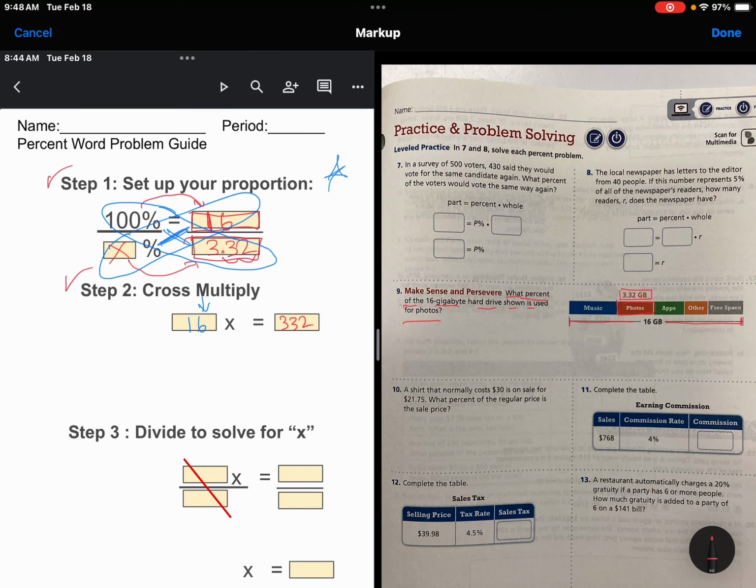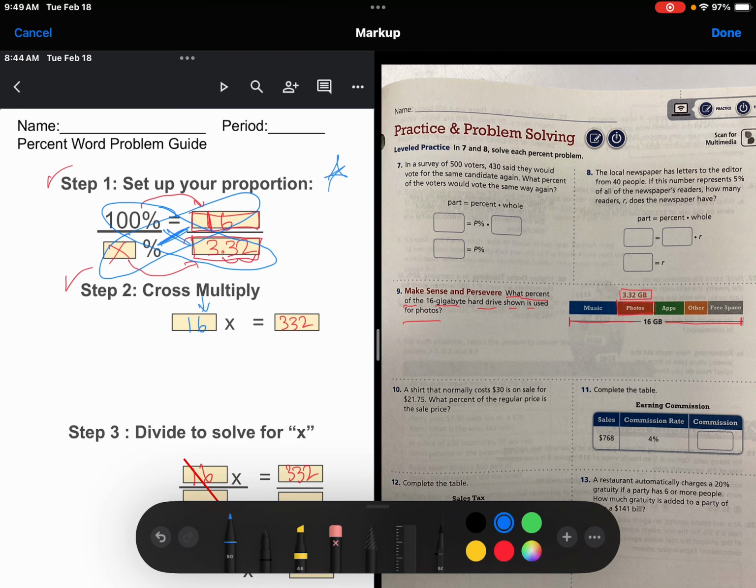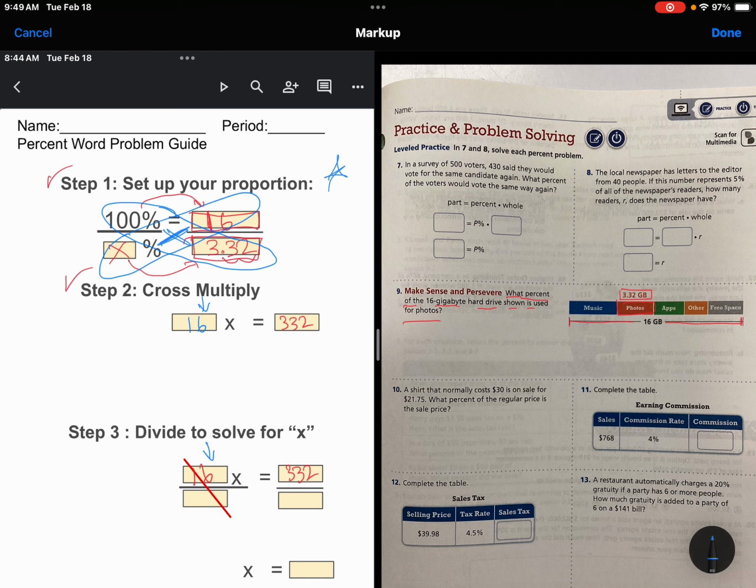Step 2 completed. Now step 3, divide to solve for x. So I have my equation 16x equals 332. Now, how do I divide? What do I divide by so that the 16 over here cancels? Yes, by itself. 16 here and over here. All right. So let me divide these two numbers now because these are gone. Now x is equal to whatever 332 divided by 16 is.